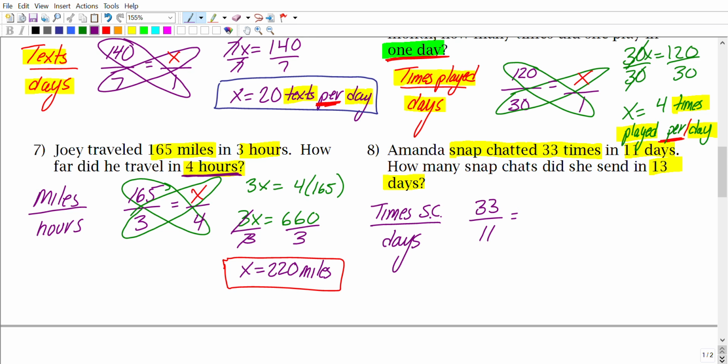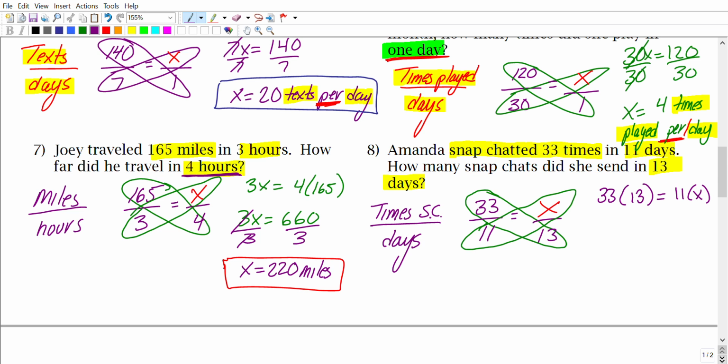But we want to know how many in 13 days, so my 13 has to go in the denominator. And what I don't know and what I'm looking for is the times she Snapchatted. Keeping in mind that she Snapchatted the same amount. Okay, so let's cross multiply those two. So we get 33 times 13 equals 11 times x. So what is that? 33 times 13 is 429.